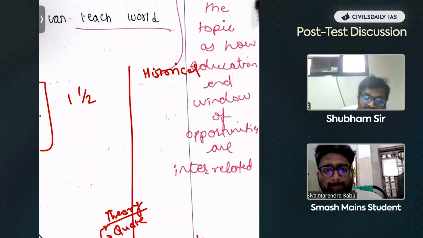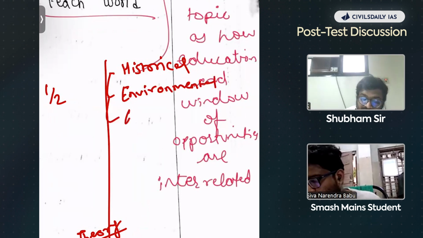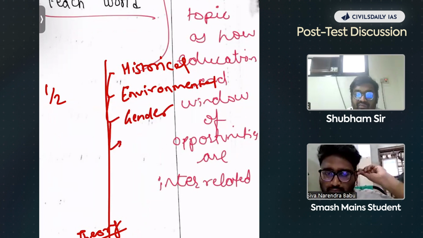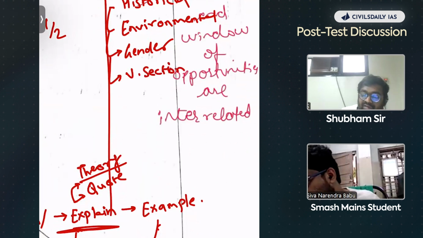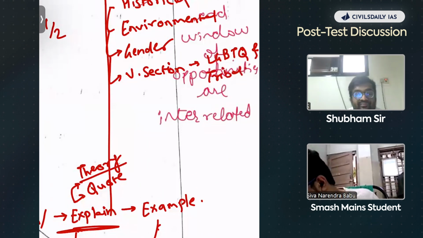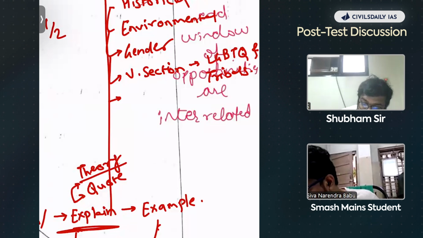Then, like I said, the first dimension that you will cover is historical. Apart from that, the few dimensions which fetch you more marks, which are common in all the topic sources that I have read, are environmental, environmental law. One more, gender, the patriarchy and all. One more is with respect to the vulnerable sections, specifically LGBTQ, tribals.